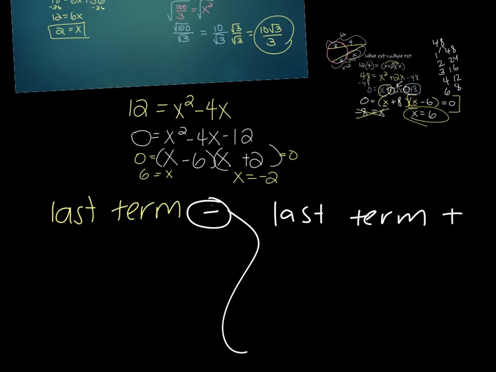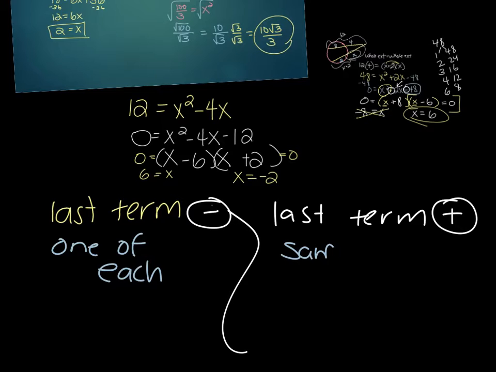So since it was negative 12, in this case, it was negative. If it's a negative, then there's one of each sign, right? Because a positive times a positive is a positive, and a negative times a negative is a positive. So these would be the same sign. Okay? And the bigger number.